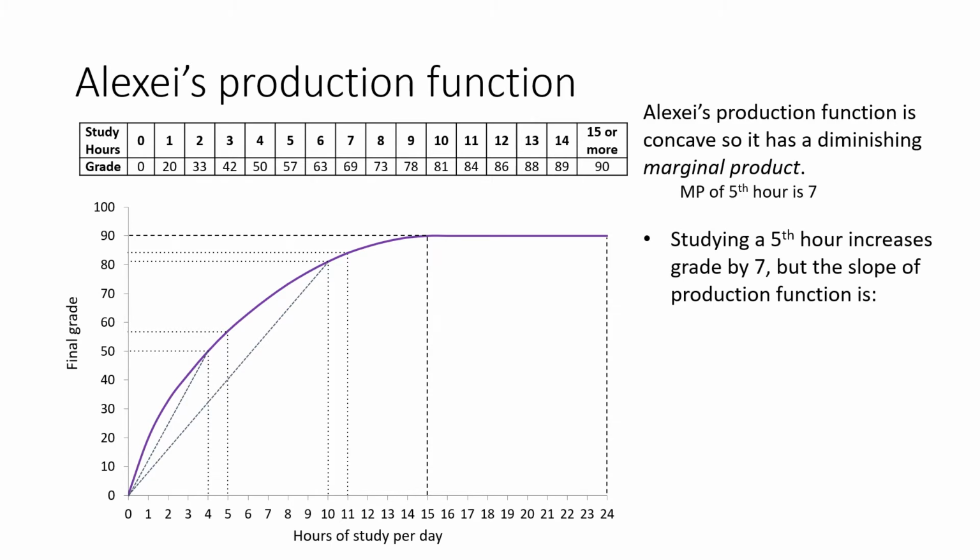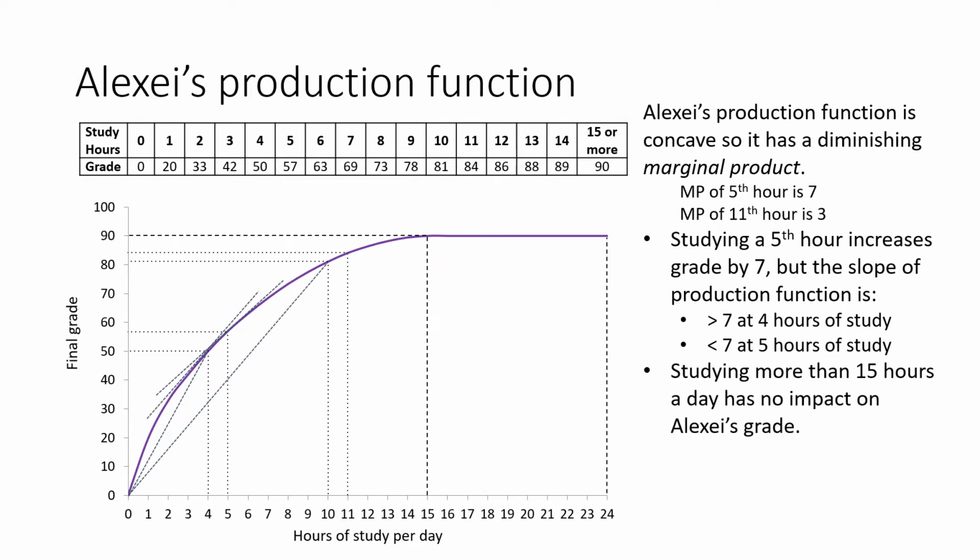His marginal product of the 5th hour of study is 7, while his marginal product of the 11th hour of study is 3. Studying a 5th hour increases grade by 7, but the slope of the production function is greater than 7 at 4 hours of study and less than 7 at 5 hours of study. If Alexei further increases his studying to more than 15 hours a day, it has no impact on his grade.